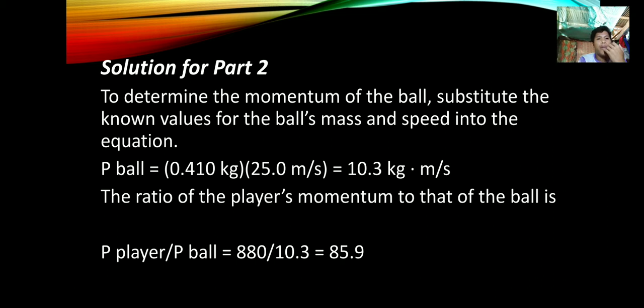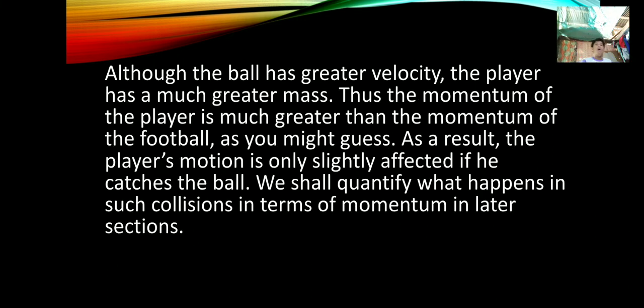So the ratio of the player's momentum to that of the ball is P of the player over P of the ball, equal to 880 over 10.3, which is equal to 85.9. Although the ball has a greater velocity, the player has much greater mass. Thus, the momentum of the player is much greater than the momentum of the football.